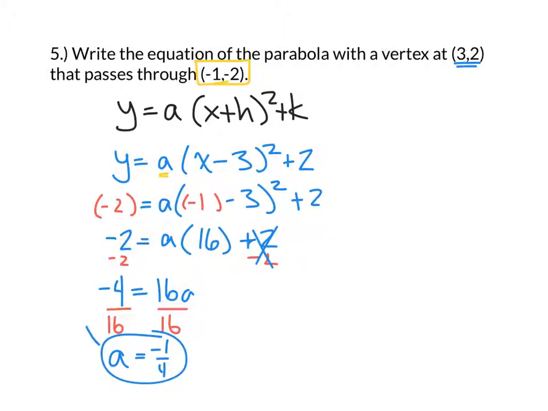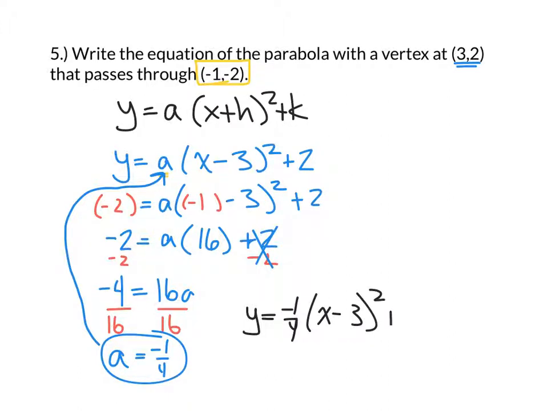So that has to go back into our equation for a. And then we can finish up writing everything out. Y is equal to a, -1/4, times x plus h, so that'd be x minus 3 squared, plus k, in this case 2. And there we have the equation of the parabola with the vertex 3, 2 that passed through that point, -1, -2.